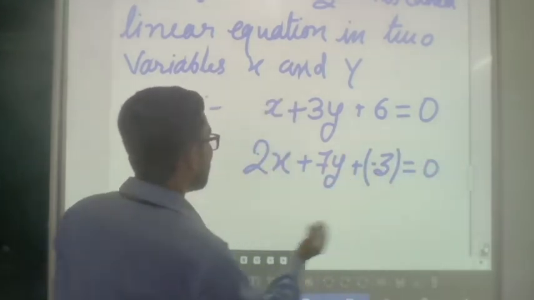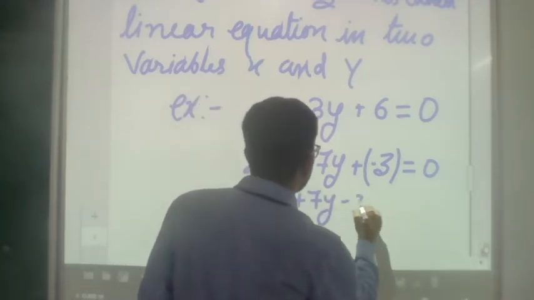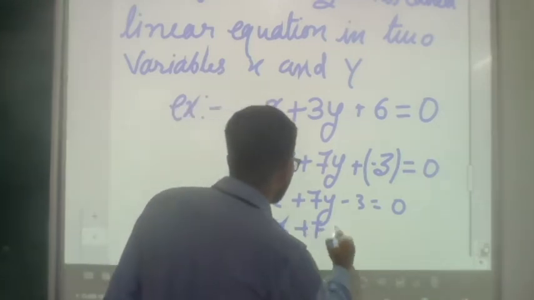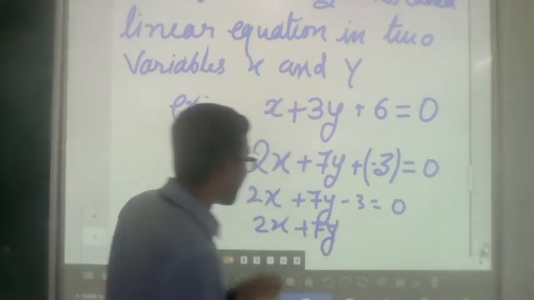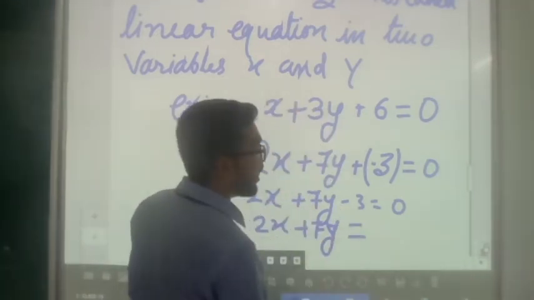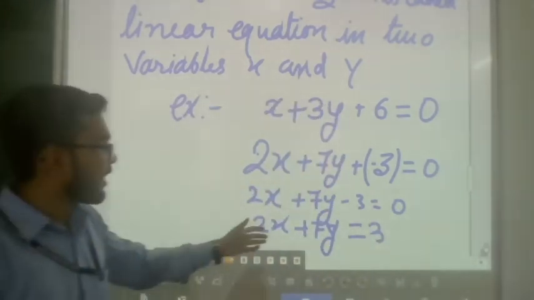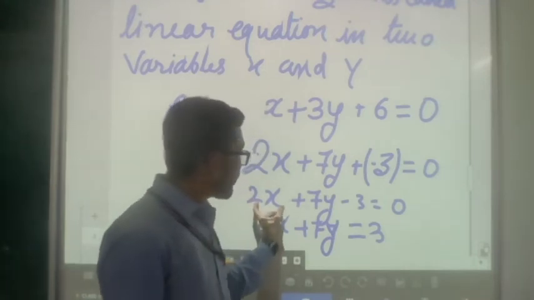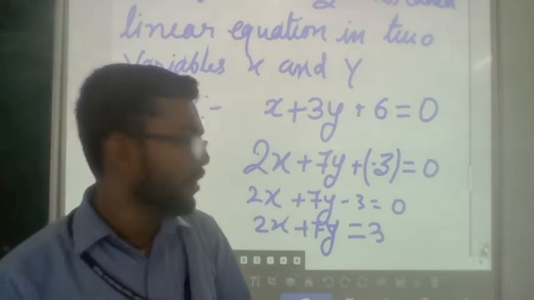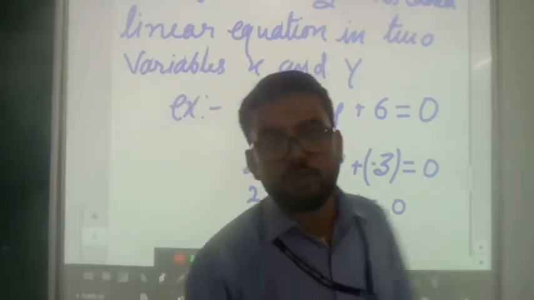This equation can be written like this: 2x plus 7y minus 3 is equal to 0. It can be written as 2x plus 7y if we write all the variables on the left side and the constant on the right side. This minus 3, after transposition, becomes plus 3. So it can be written like that: 2x plus 7y is equal to 3. This is also a linear equation in two variables. Okay, so these are the examples of linear equation in two variables.